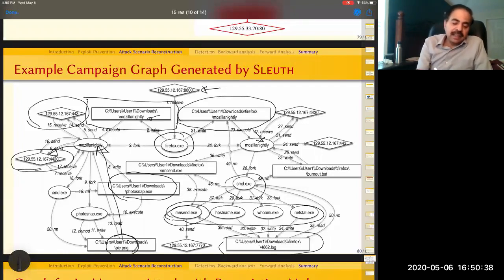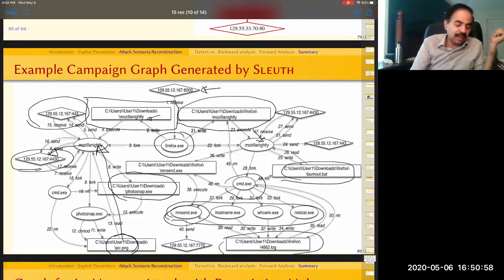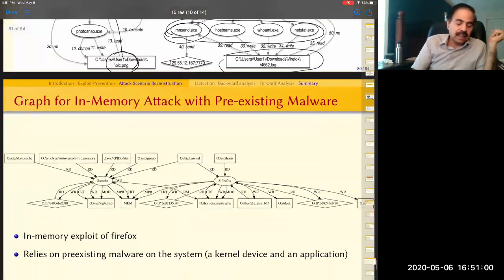And finally, there is a program called burnout.bat, which ends up removing a lot of files. So it's actually a cleanup program. So this is the kind of picture we generate. The example here is in fact one of the simplest attacks we detected.